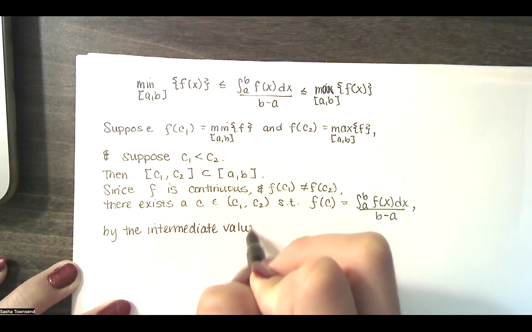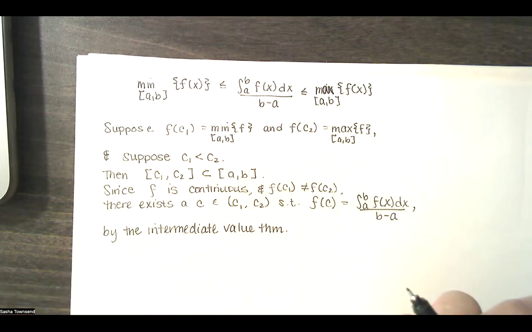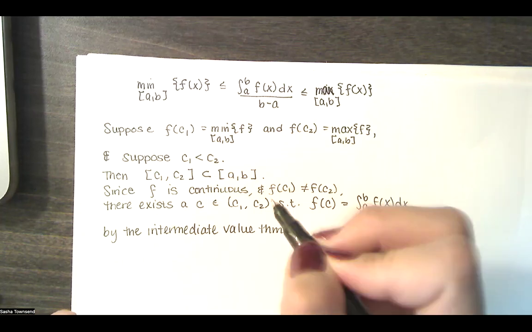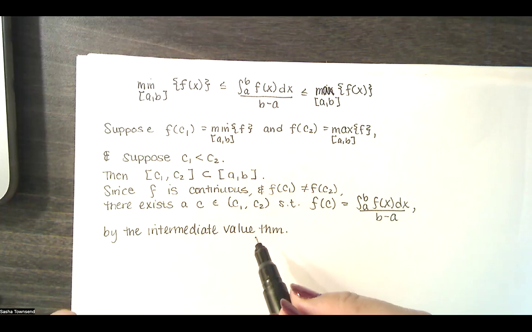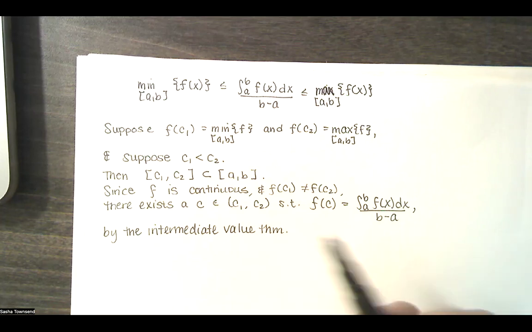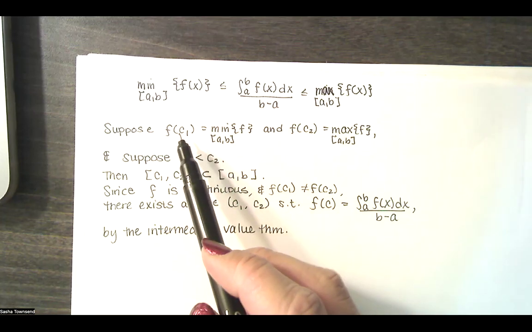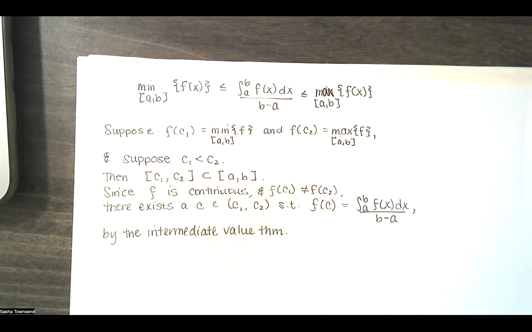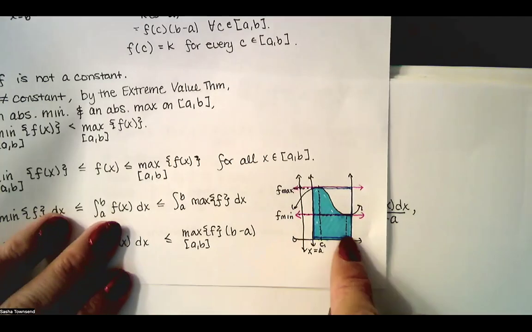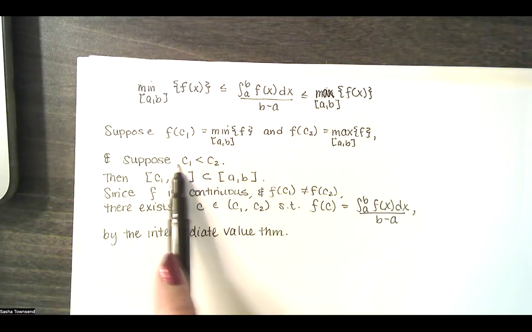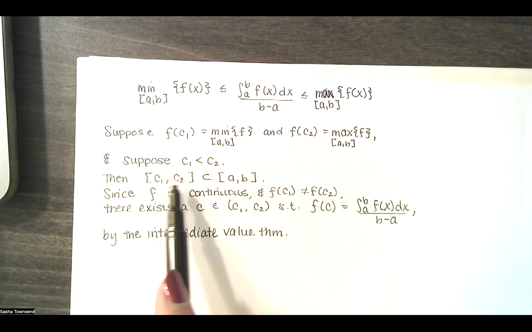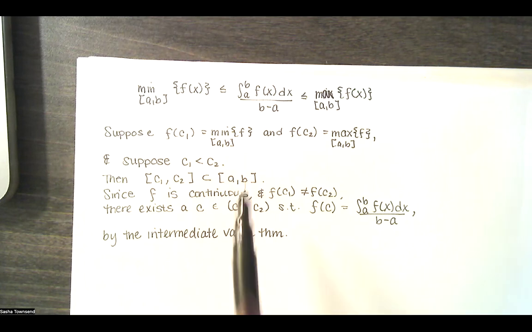And if you're saying to yourself, are you sure that that's legal? I think it is. And I guess, should we say that this is a closed interval? No, I think it's an open interval. Okay. So suppose f at C1 is the minimum and f at C2 is the maximum. Actually, the reverse of what I drew in my picture here. Then I said, and suppose C1 is less than C2, just to make it clear. Then we have the interval from C1 to C2 is included in the interval from A to B.